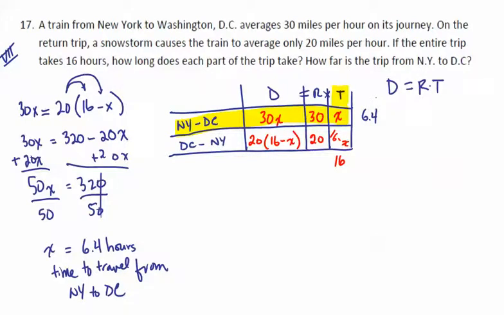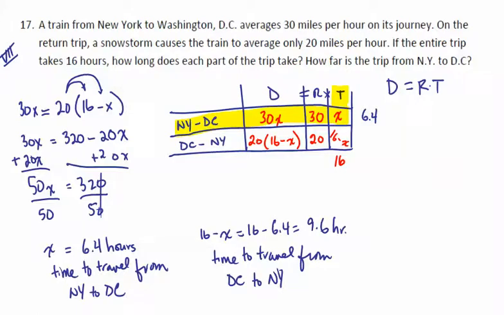Then to find the other, I know that if the total is 16 and the New York to DC trip took 6.4, then 16 minus x is 16 minus 6.4, which is 9.6 hours. And that is the time to travel from DC to New York in the snowstorm. All right, so we'll write the 9.6 over here.